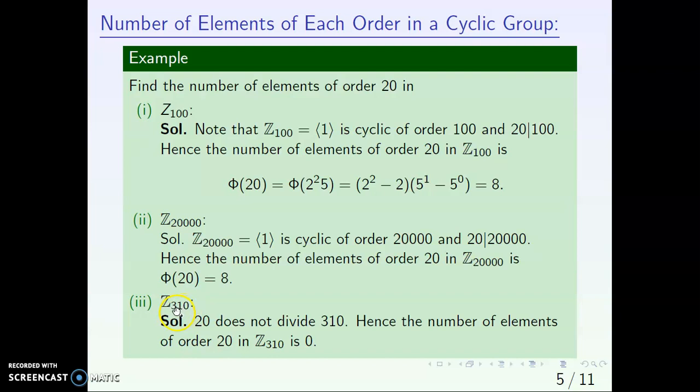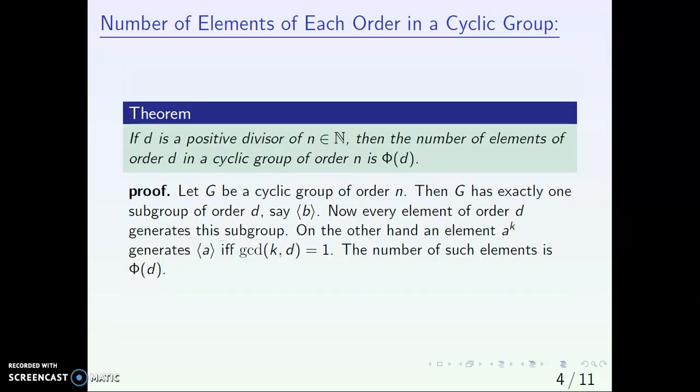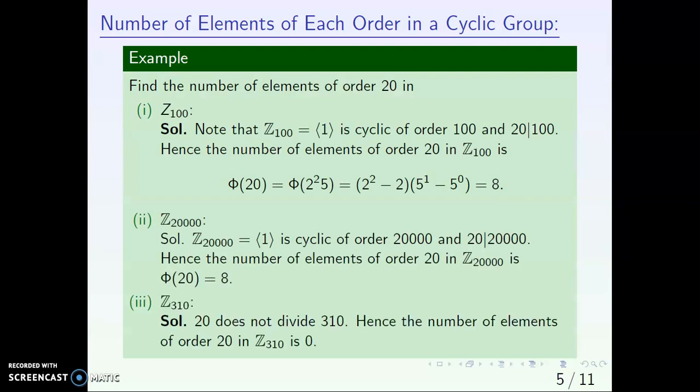Next question, Z310. Solution. 20 doesn't divide 310. So there is no element of order 20 in Z310. By theorem, you know that the order of any element divides the order of the group. And 20 doesn't divide 310. So we don't use the last theorem here, but we use another theorem that there is no element of order 20. So the number of elements of order 20 in Z310 is 0.